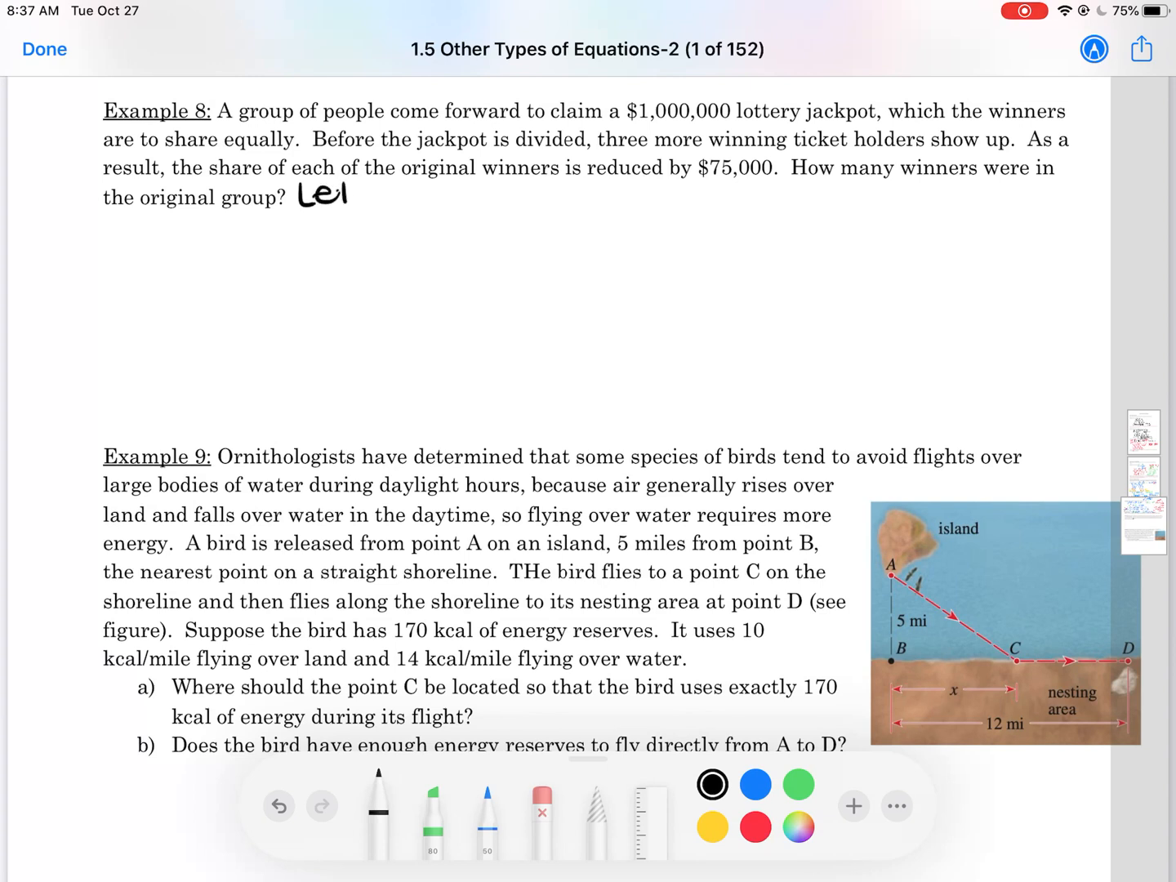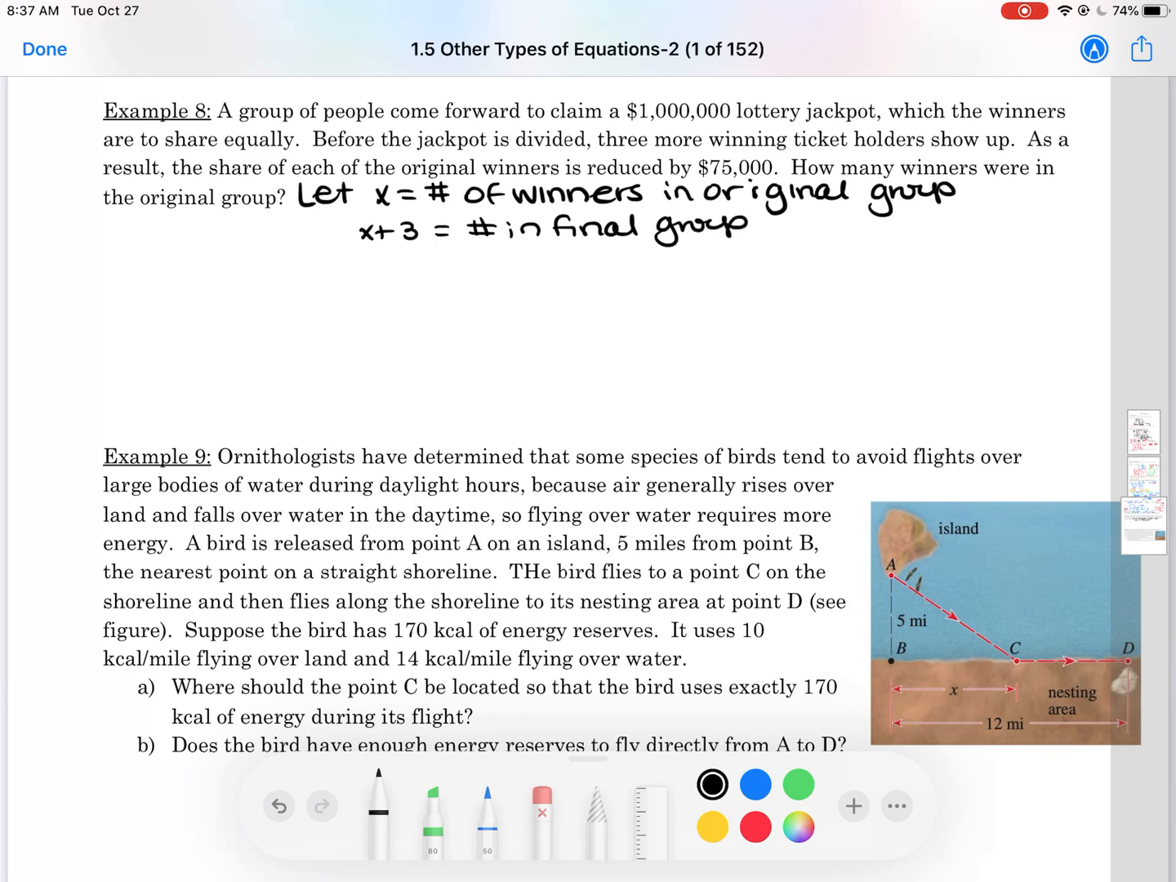So let's let x equal the number in the original group, since that's our question. So number of winners in original group. Okay, so if that's the number of people in the original group, that would mean 3 more than that is the number in the final group. So x plus 3 would be the number in the final group.